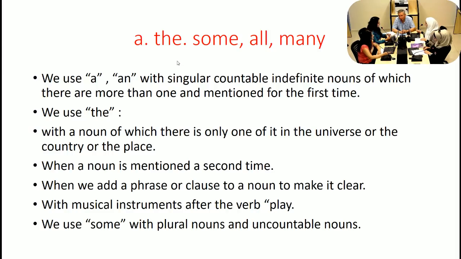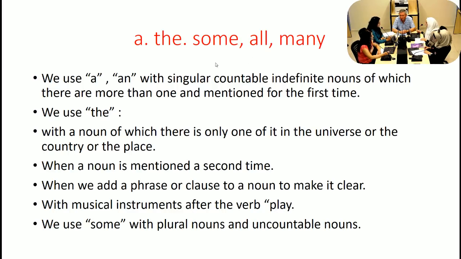When we add a phrase or a clause to a noun to make it clear. So when I say "the girl in blue", "in blue" is a phrase added to "the girl" to make it clear, so it becomes definite. Or "the man who answered the phone was my father", or my teacher. So when we add a clause or a phrase to an indefinite noun to make it clear. With musical instruments after the verb play, for example, I can play the guitar, she plays the piano.